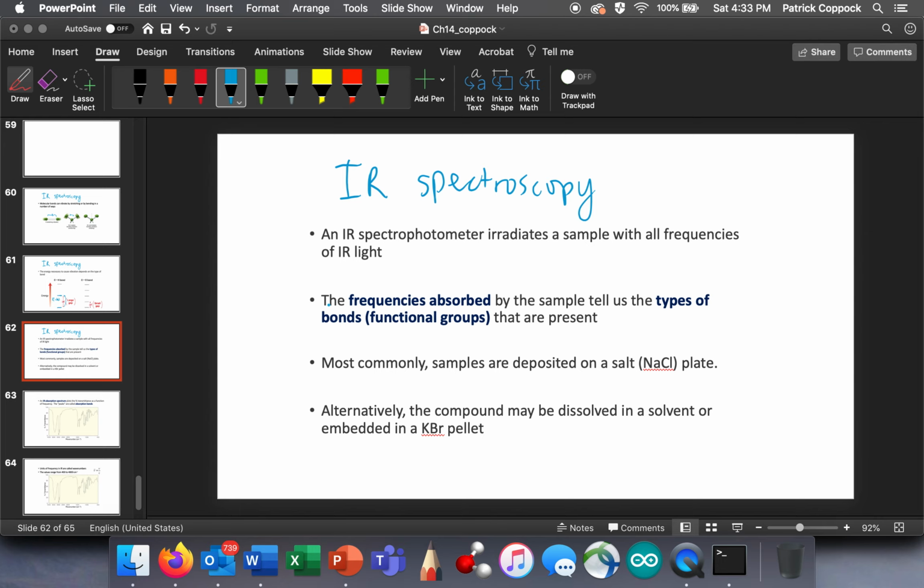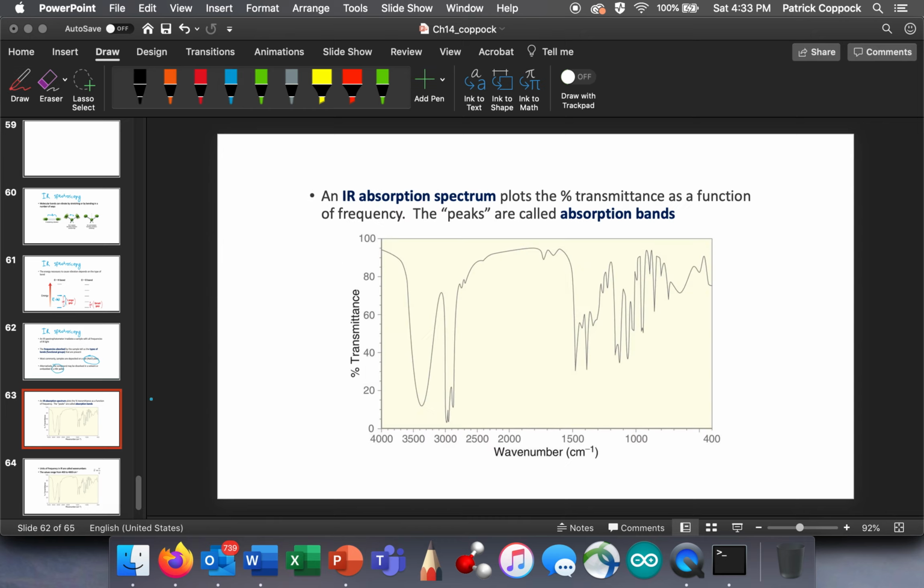So the IR spectrophotometer irradiates a sample with all frequencies of IR light, and it's the frequencies that are absorbed that tell us what kinds of bonds are present, which we've said before. A couple of facts here, which are not going to be a big deal for us: these are oftentimes done with a salt plate. We've got one in the lab. I think it's got a crystal plate, but there are other ways that these samples are prepared and analyzed. All right, but let's look at a spectrum.